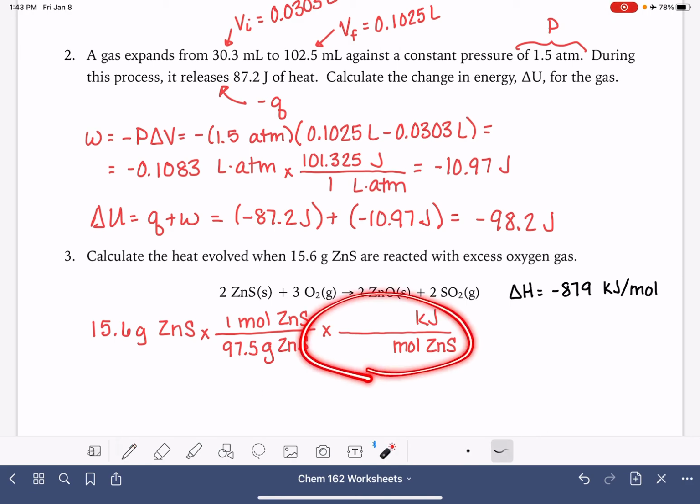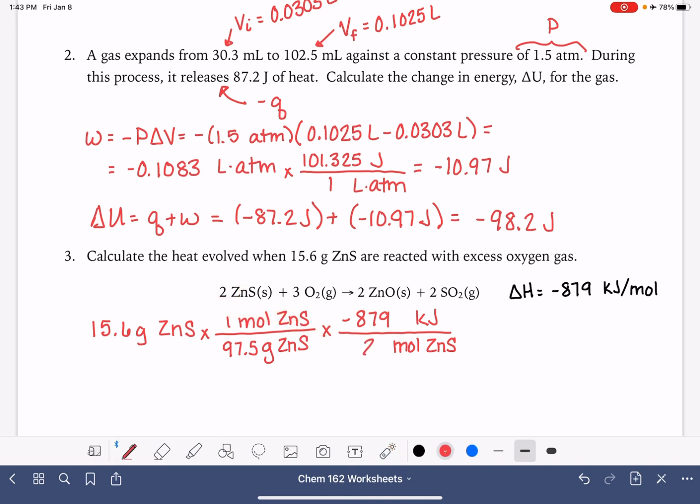To fill this conversion factor in, for the kilojoules part, we're going to be using the delta H value, negative 879. And for the mole part, we're going to be using the stoichiometric coefficient from the zinc sulfide. So this is going to let our grams unit cancel, the moles unit will cancel, and we'll be left with units of kilojoules. 15.6 divided by 97.5 times negative 879 divided by 2. We get an answer of negative 70.3 kilojoules.